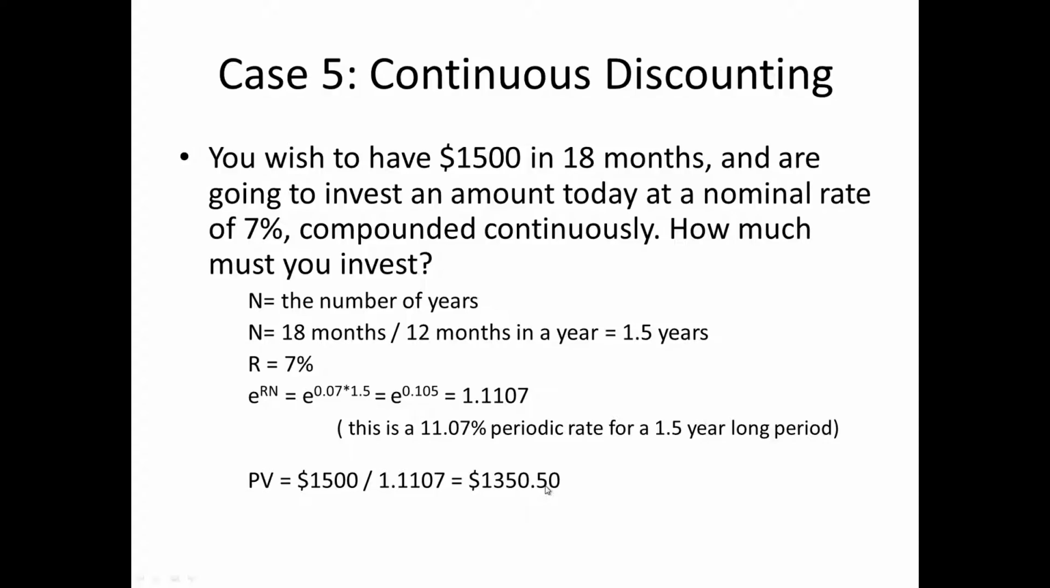$13.50. And again, I'll just say this one more time. You could always take the $13.50 and take that as your present value and compound it using continuous compounding, and convince yourself that at the end of a year and a half that would turn into $1,500.